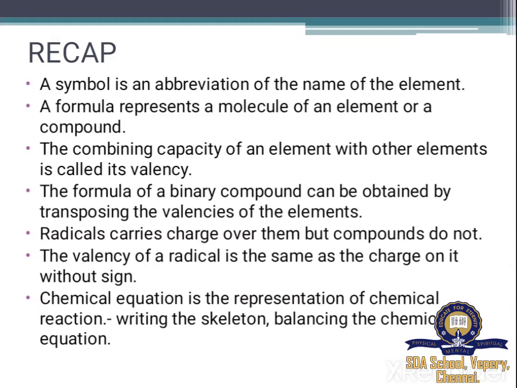So there are three steps involved in writing a chemical equation. The first one is writing a skeleton. This can be done with the symbols and formulas of the reactants and products. Second one is balancing the equation. We all know this can be done based on the law of conservation of mass, which states that the mass of the reactant should be equal to the mass of the products. Now, in today's class, we are going to see the final step in writing a chemical equation. So, let's start today's class.